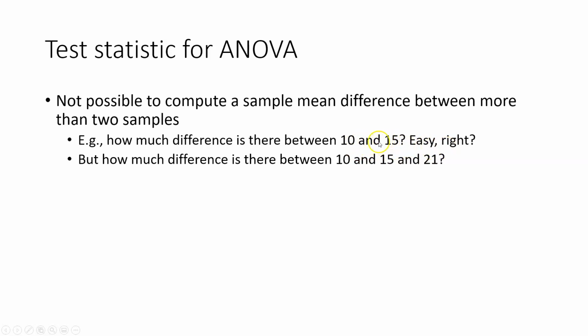That's a 5-point difference. But if you ask the question instead between 3 conditions, how much difference is there between 10 and 15 and 21? Ooh, that's not a possible question to answer. You can answer the difference between 10 and 15, or 10 and 21, or 15 and 21, but you can't answer as one question, what's the difference between 10 and 15 and 21? And so, instead of using the mean difference like we did in the t-test, just comparing two conditions, we have to compare the variance, or the variability, across these three conditions when we run an ANOVA.